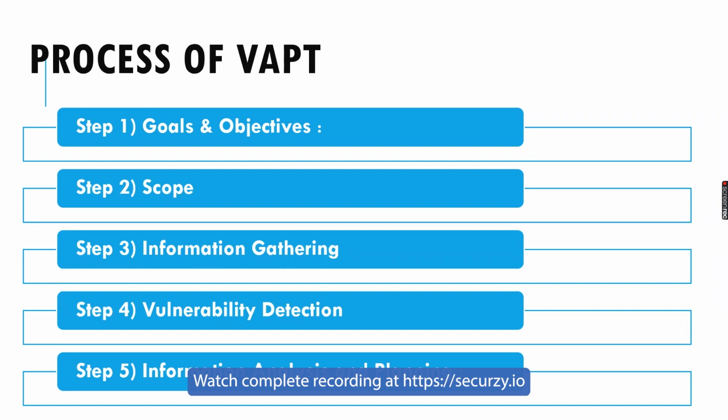The last one is information analysis and the planning. After that, you analyze the identified vulnerabilities. You have to devise a plan for penetration testing into the system. Now, till step 4 you have some vulnerabilities. So after step 4, you have to plan something so that you can exploit those vulnerabilities. Okay, so this was the process for the VAPT.